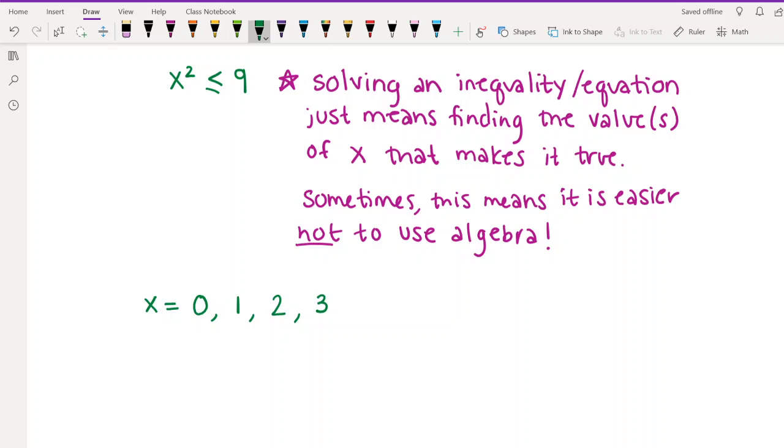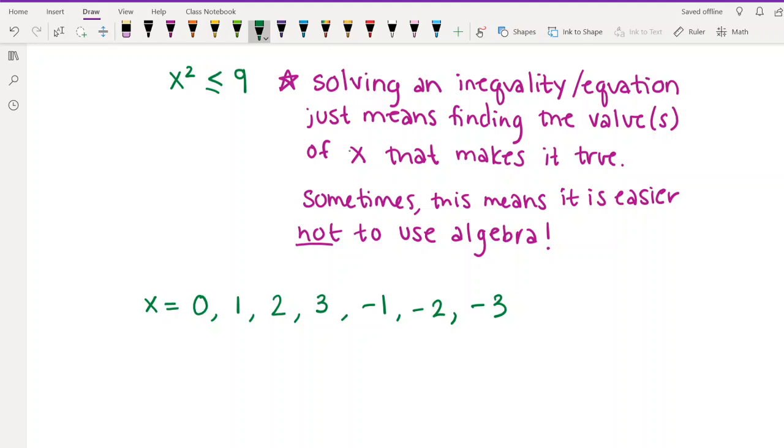So these are some answers that work, but x could also be negative, right? Because when you square a negative, it becomes positive. And so some answers that would work for negative numbers would be -1, -2, -3, right? Because as soon as you got to -4, when you square it you'd get 16, and that would be too big.